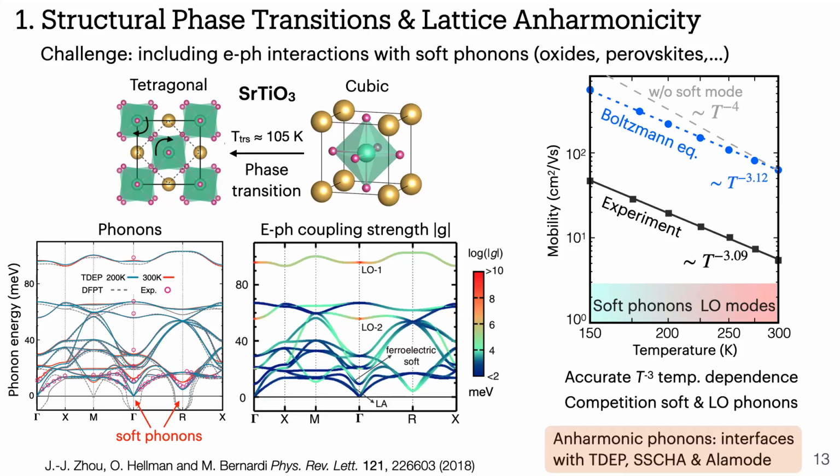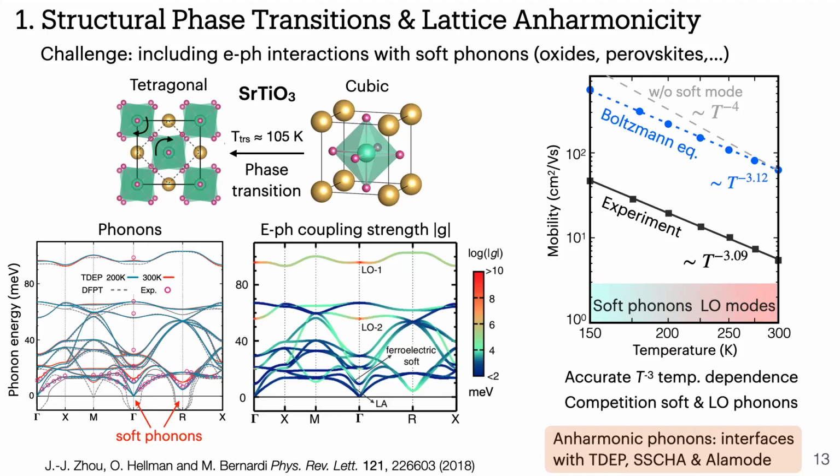They technically have imaginary frequencies, which are shown here as negative. That's because the structure wants to distort to the low symmetry phase. And so those are the modes that drive that structural phase transition. Often these modes, which are also sometimes called soft phonons, are very important for transport and for other properties. So how do you model them?